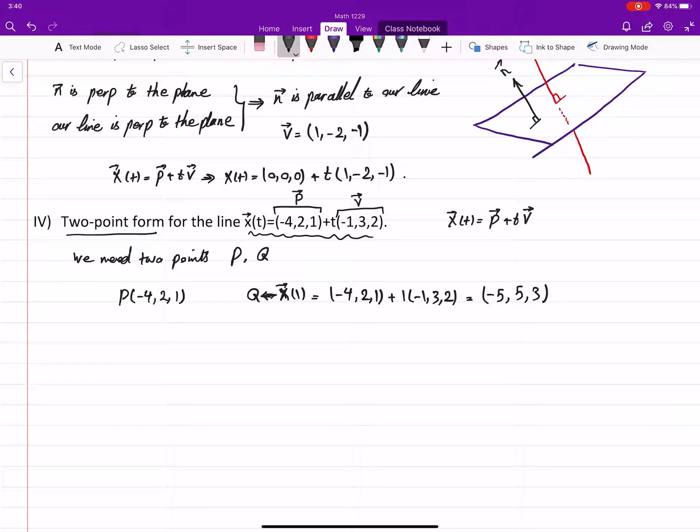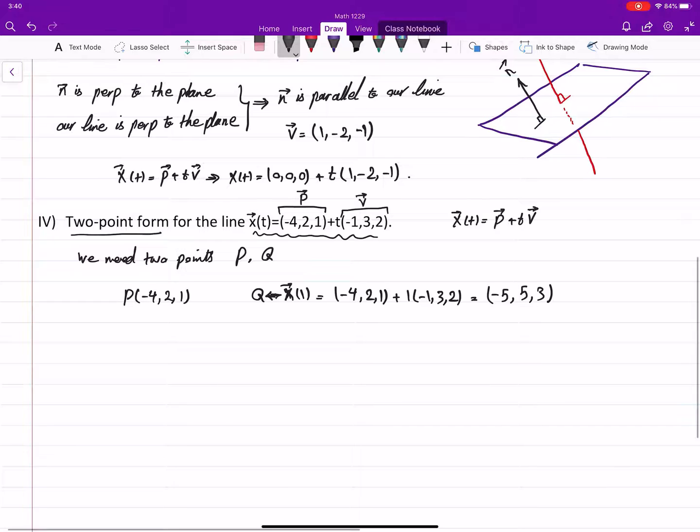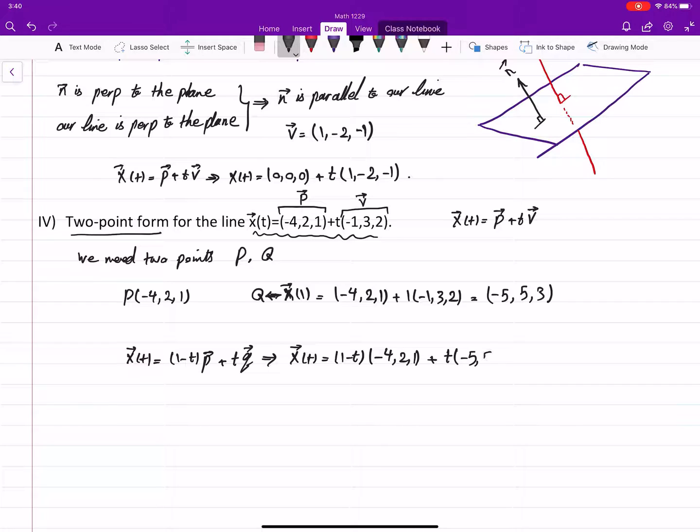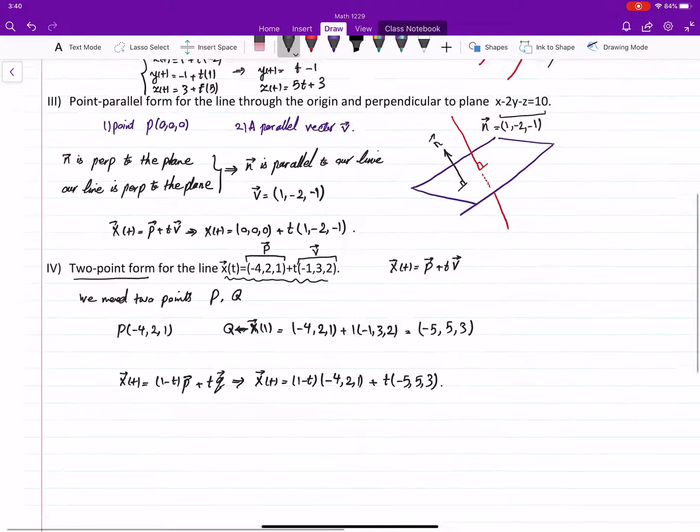Well, we found the first point and the second point, and then remember for the two-point form, we do (1 - t) times P plus t times Q. It is here now. This is (1 - t) times P and t times (-5, 5, 3). And that was the last example for us.